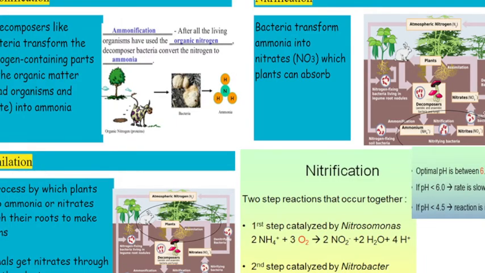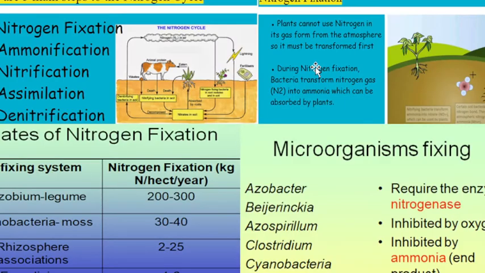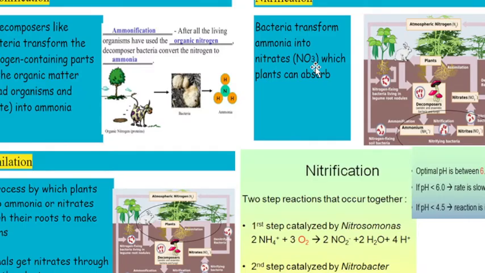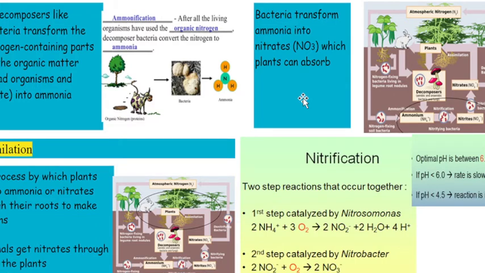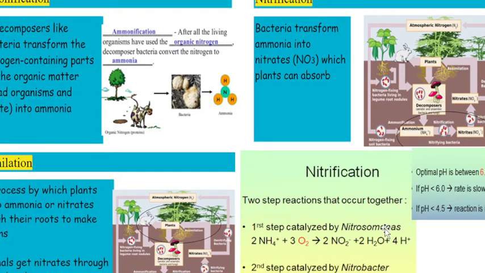Nitrification means there are also some bacteria that transform ammonia into nitrates. In the second step, ammonia was formed, and in the third step, in nitrification, the ammonia is again converted to nitrates, which plants can absorb. Two reaction steps occur together in nitrification. Are you getting my point? So two steps are here.